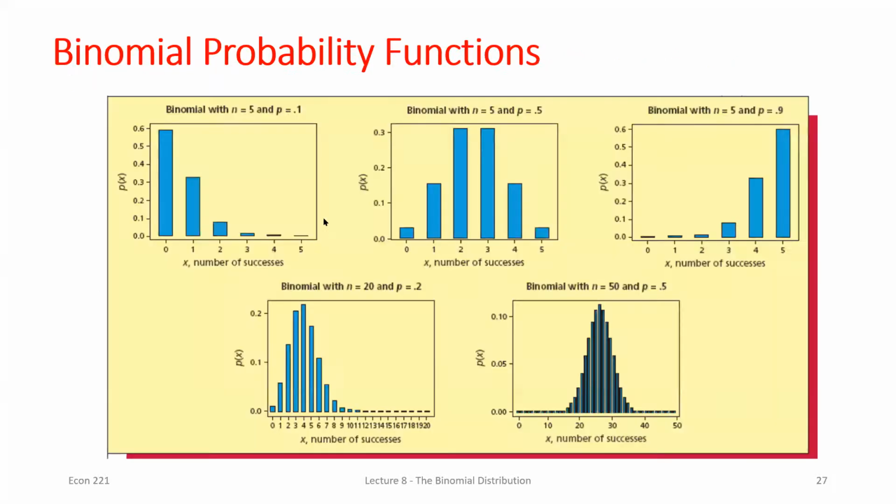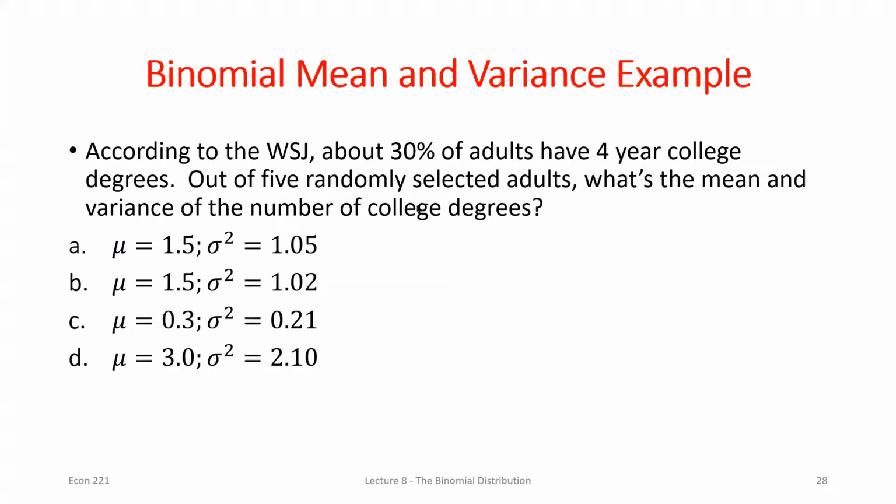So if I go back to that example real quick, let's say I've got these 5 adults. We've kind of already talked about this. The probability of success is 0.3. The mean there was n times p, or 5 times 0.3, so 1.5. Right? We already talked about that earlier.